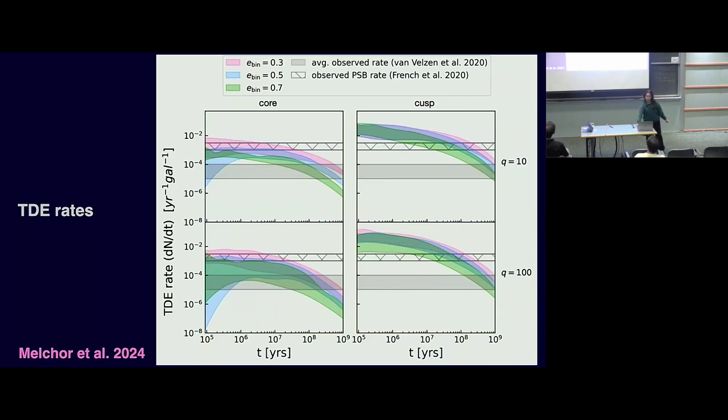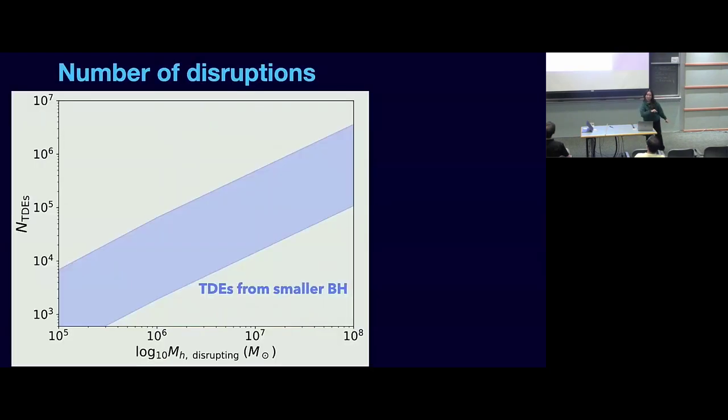I hope that's cool to you. And so if we actually look at just the number of disruptions per supermassive black hole, this is something that we created prior to introducing two-body relaxation. So just in your minds, imagine this going just up a little bit, right? This would be the TDEs coming from the smaller black hole.